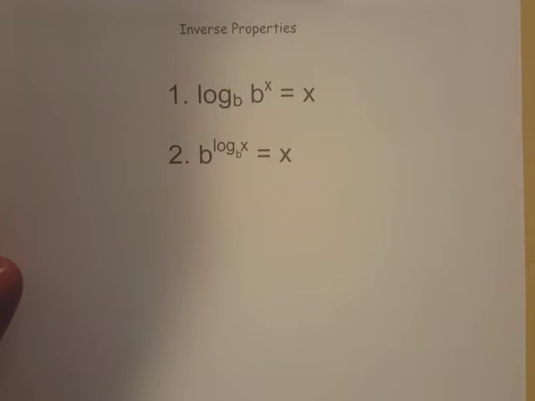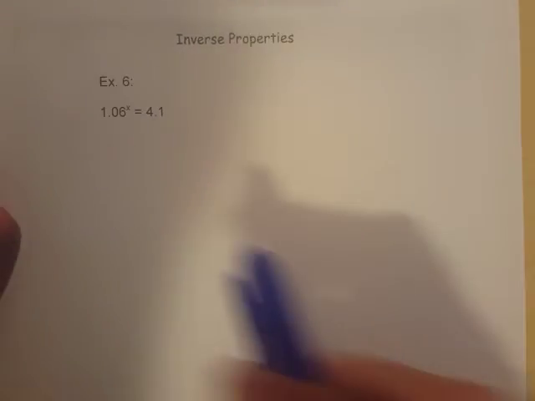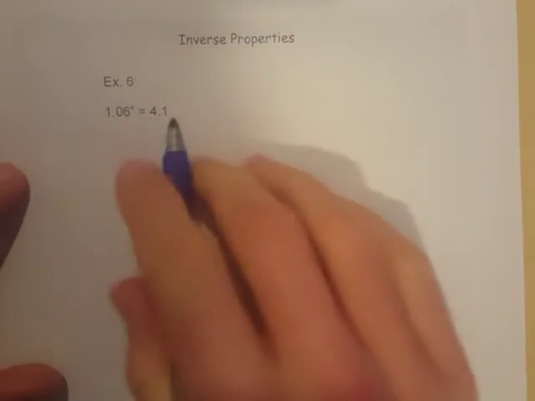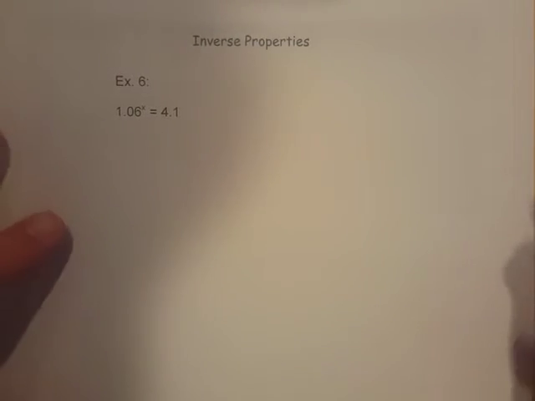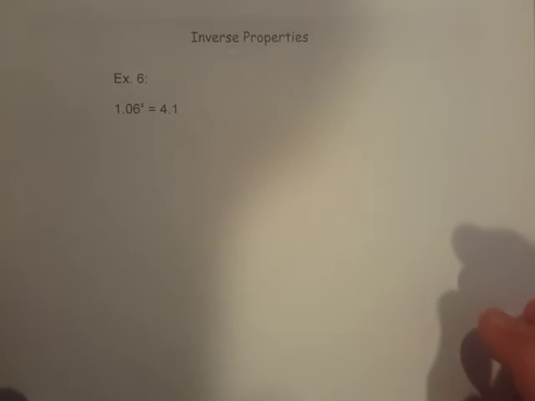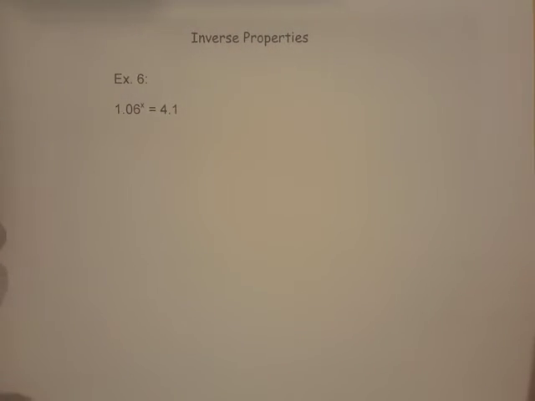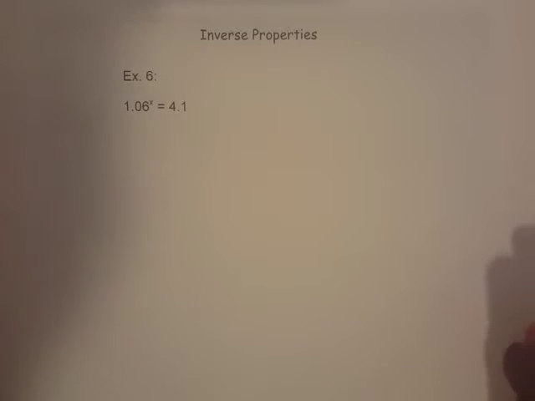The first example that we'll do is like you see here. So we've got 1.06 to the x equals 4.1. Now it looks like just a simple little equation, but I'm hoping that by now you're not thinking about dividing by 1.06 on both sides. I hope you know it's more complicated than that, but I won't ask anybody to admit if they thought that way, because everybody does at some point, I suppose.